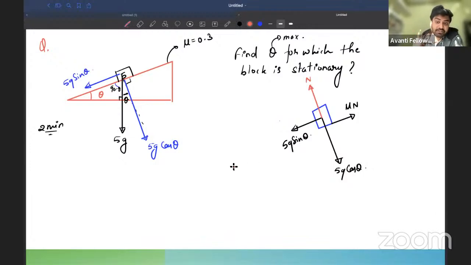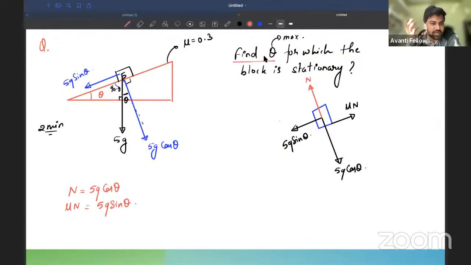Okay, so if this block is stationary, that means net force in each direction should be 0. Yes or no? So net force in each direction, first take perpendicular to the inclined plane. For perpendicular to the inclined plane, n will be equal to 5g cos theta. And for parallel to the inclined plane, 5g sin theta and mu n. Or let's write it like this, mu into n is equal to 5g sin theta. Now what do we have to find? What is asked in the question? It is asked to find theta.